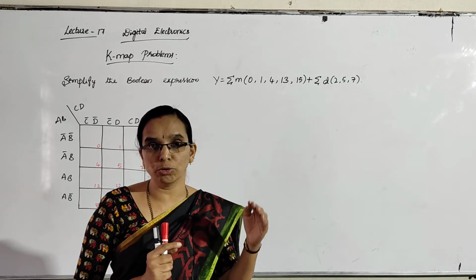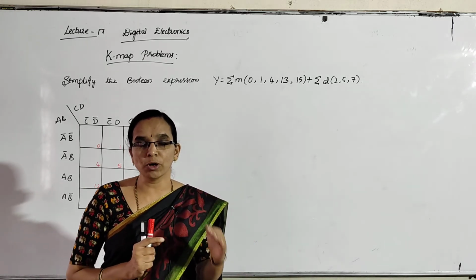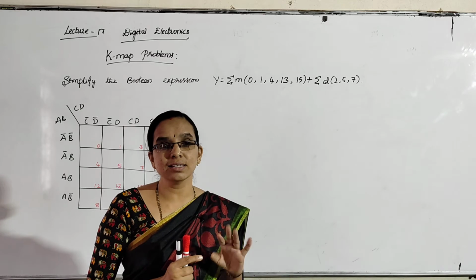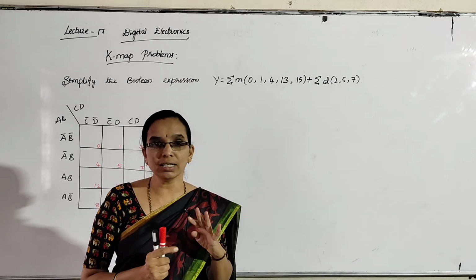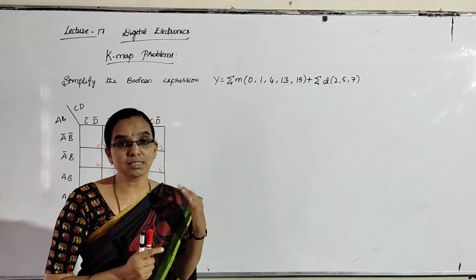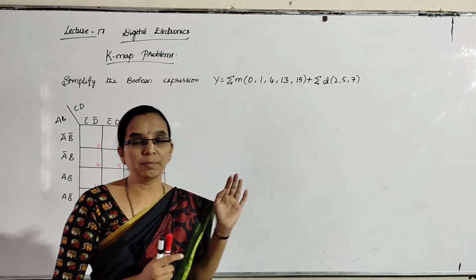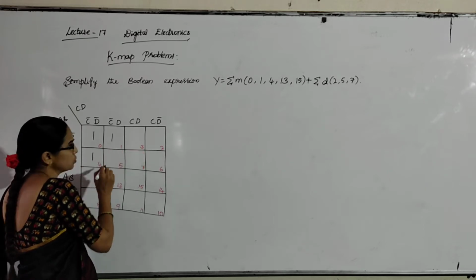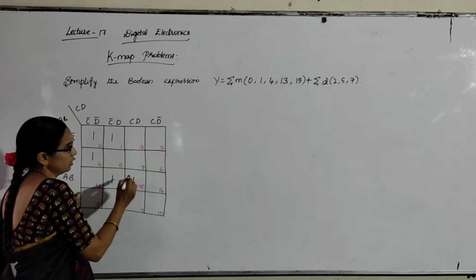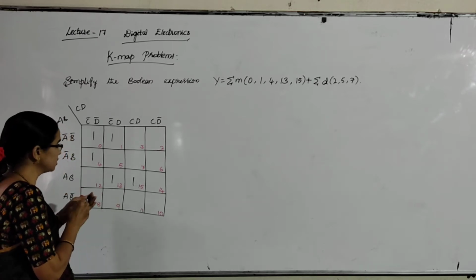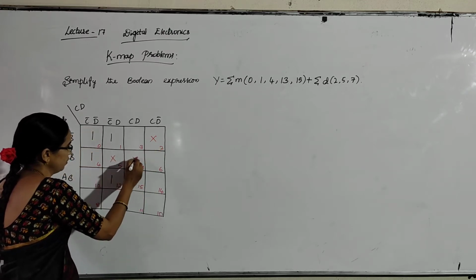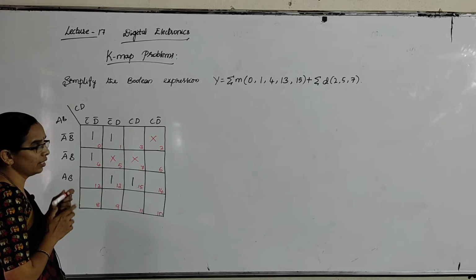That means for those input combinations, the output does not matter. So that can be considered as either 0 or 1, depending on our convenience. It is marked on the K-map as X. Here 0 is 1, 1 is 1, 4 is 1, 13 is 1 and 15 is 1. And the don't care conditions are 2, 5, 7.